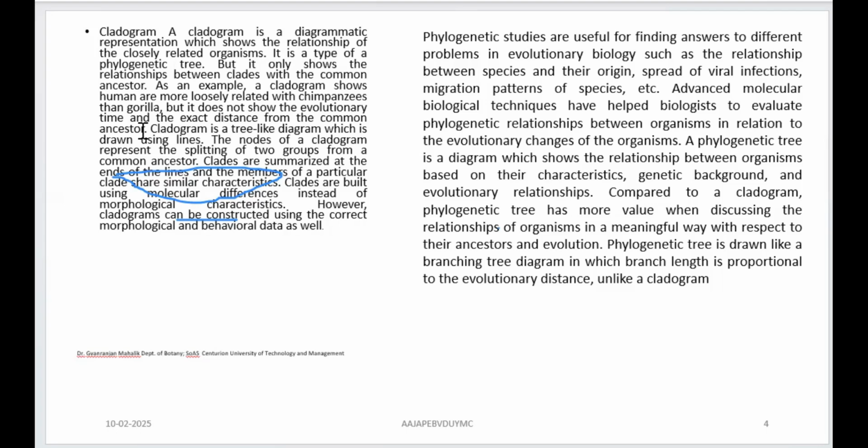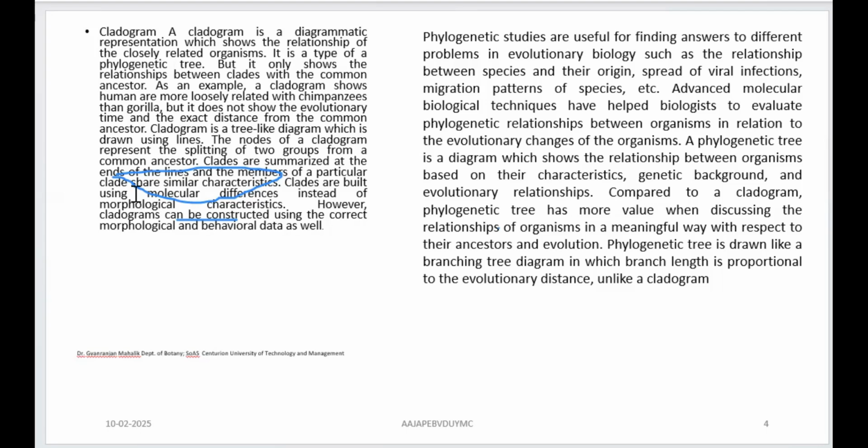So a cladogram is a tree-like diagram which is drawn using lines. The nodes of a cladogram represent the splitting of two groups. So a cladogram is a representation of how it looks like a tree. And the branching point, or the node point, tells you about the splitting of the two groups from a common ancestor. And the clades are built using molecular differences instead of morphological characteristics.